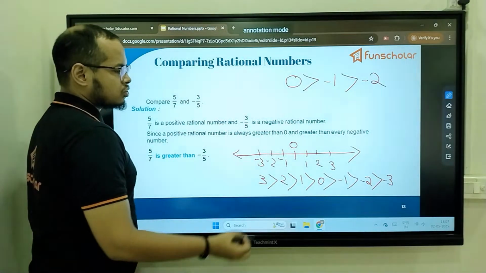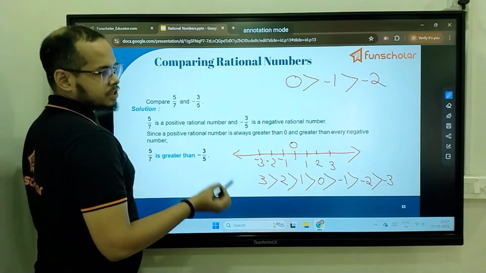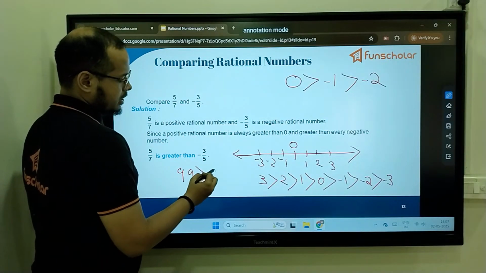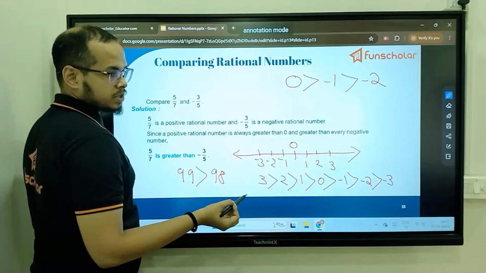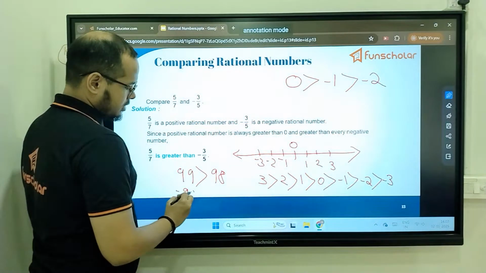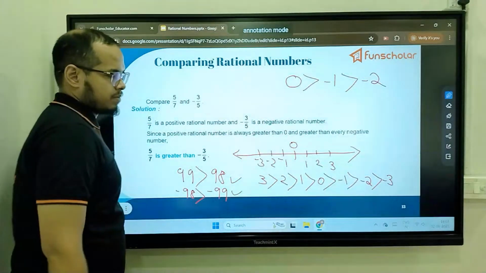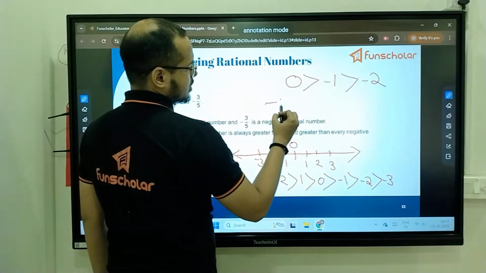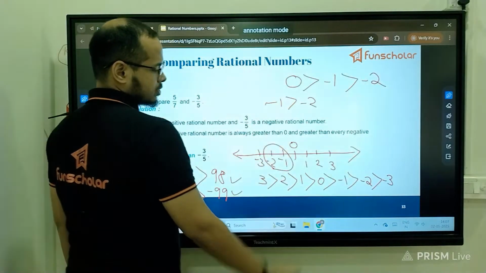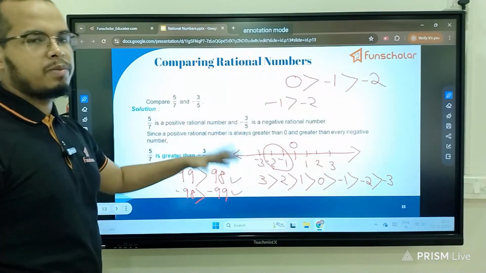In case of positive numbers, the greater the digit, the greater the number is. So 99 is greater than 98. But in negative numbers, the lesser the number, the greater the number is. Means -98 is greater than -99. That is what I wanted to say. Here -1 is greater than -2, as it is coming before -2. So any negative number that is closer to 0 will be greater. That's it.